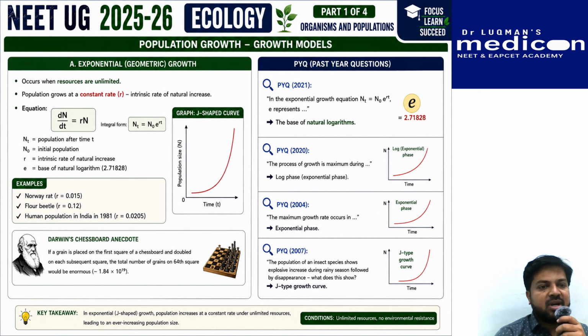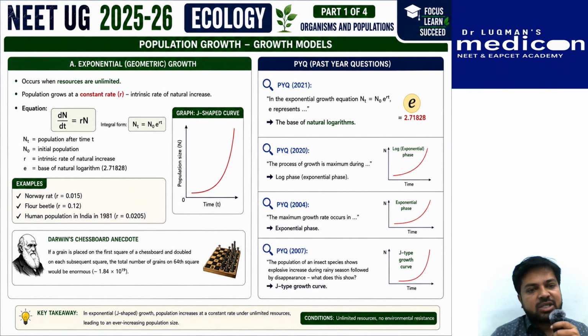Okay, for example, Norway rat, r is 0.015. What is r? Intrinsic rate of natural increase. And for flour beetle, r is 0.12. And for the human population in India in 1981, the r is 0.0205. Okay, you have to remember this one. This graph is called a J-shaped curve. With time, there is a high increase in population, that is called exponential population. So exponential population has a J-shaped curve.